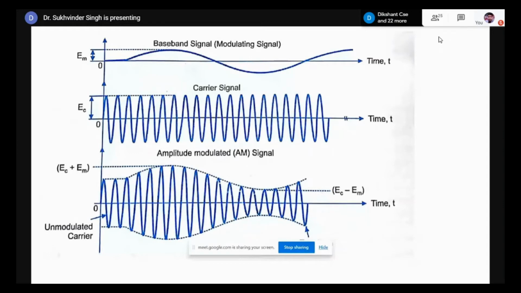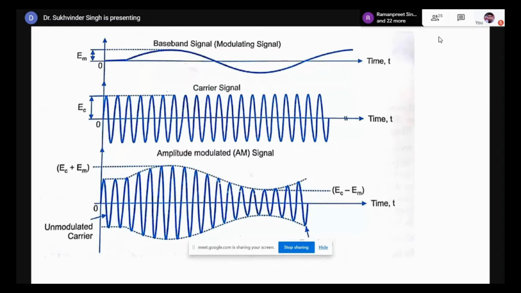Since we are now discussing amplitude modulation, in this case the baseband signal, the first figure, will be superimposed upon the carrier signal, the second figure, and this will try to change the amplitude of the carrier wave. Now in the third figure, you can see the amplitude of the modulated signal is EC plus EM. EC is the amplitude of the carrier wave. EM is the amplitude of the modulating wave. When these two are superimposed upon one another, the amplitude will vary between EC plus EM and EC minus EM. And the shape of the envelope in the third figure is somewhat similar to the modulating signal, that is, a sine wave type signal.